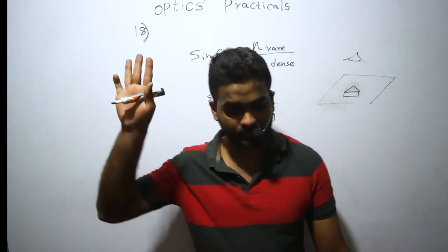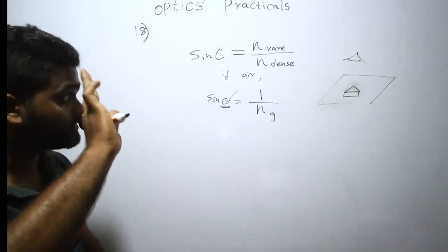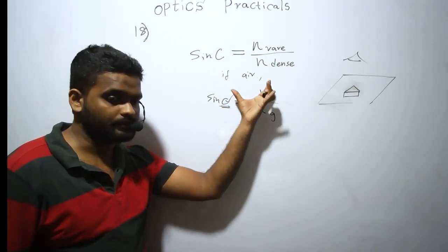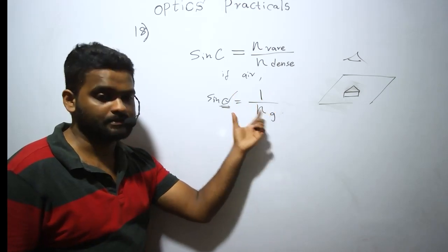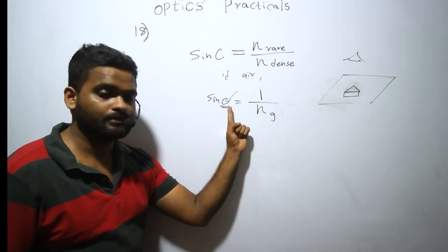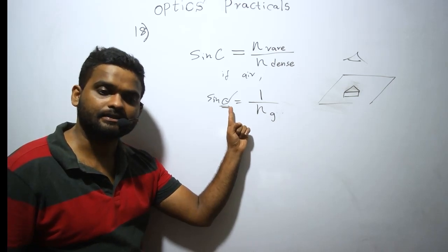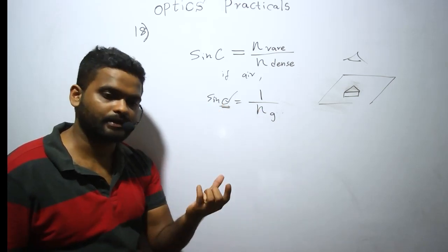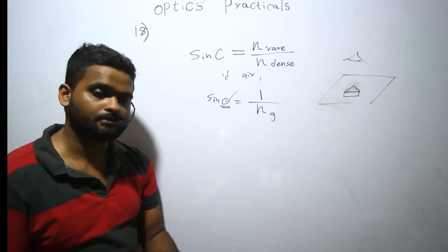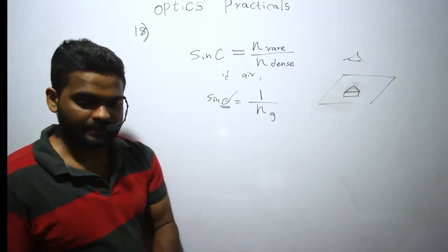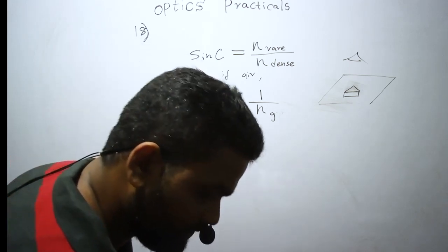Right, that's it, right? Now this is the equation we use for this experiment. Sine C is equal to 1 over n. So if we find the critical angle, then you can find the refractive index of the prism material, right? Then this image is very important.